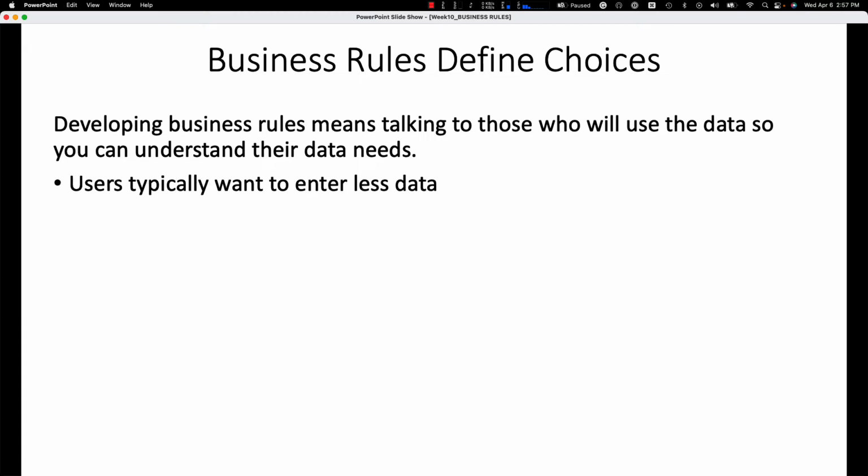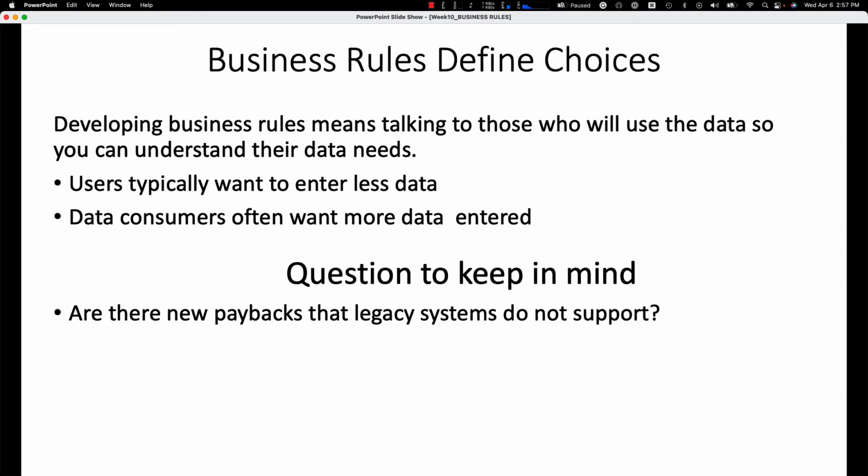Users typically want to enter less data. It's just, people would like to not have any paperwork or any data entry. The data consumers often want more data entered. The creativity and the things you need to do are, what are new paybacks that the legacy systems do not support? And I can tell you lots of war stories, but it's amazing when you start getting granular data, all the things that you can understand that you never knew before.